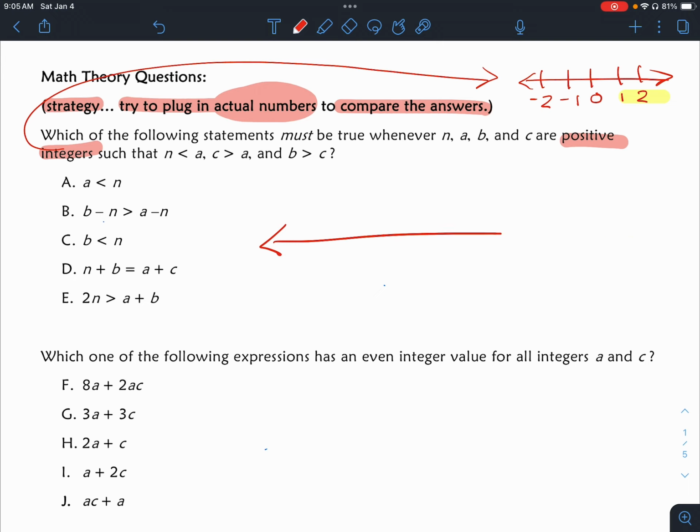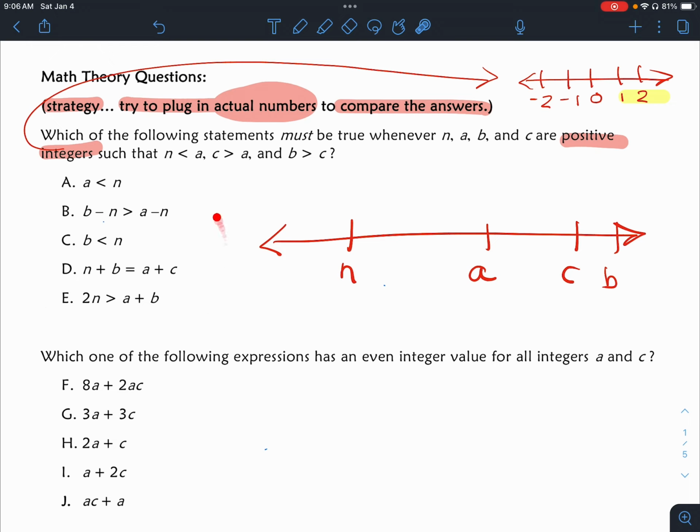What I might do first for this problem is actually draw a number line and try to place these variables on the number line in the order that they're telling me here. For example, it says n is less than a. Well, if n is less than a, I'm going to put n to the left of a. I might not have the spacing correct, but I know this is the relationship on the number line. Let's look at the next one. C is greater than a. If c is greater than a, it should fall to the right of a. And then b is greater than c, so b should be somewhere over here to the right of c. So now I have the relationship down.